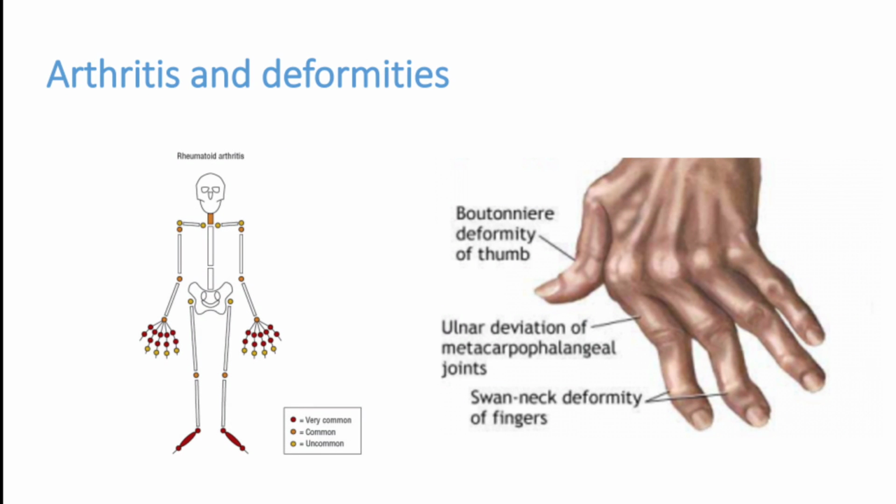Now you can see here some deformities on the hand, boutonniere deformity, ulnar deviation of the metacarpophalangeal joint, swan neck deformity of the fingers. These are some of the deformities you can see on the hand of the patient. This is a classical type of joint deformity if the patient is not receiving any treatment for rheumatoid arthritis.